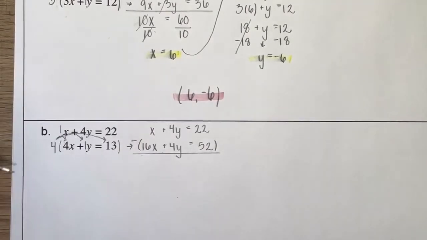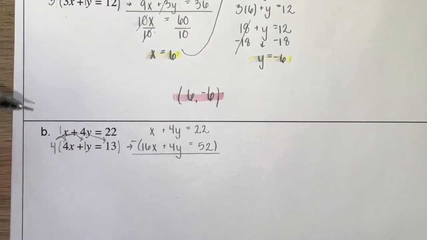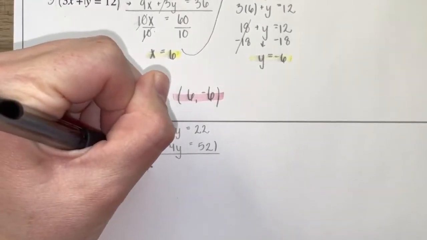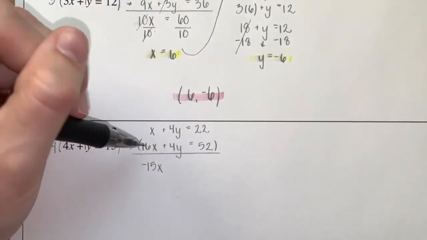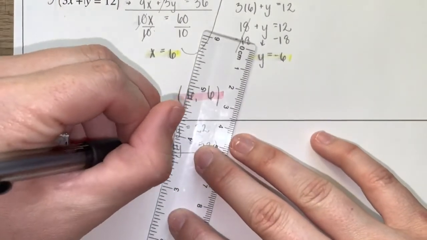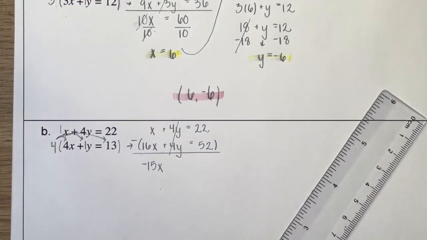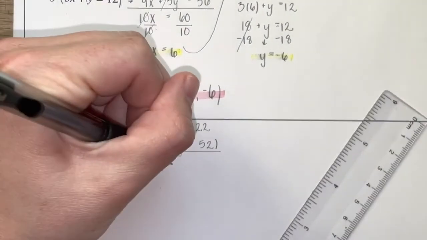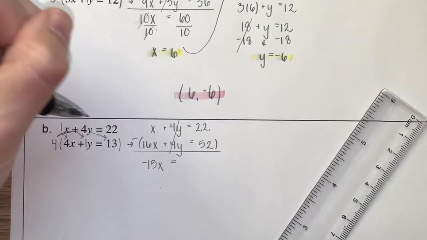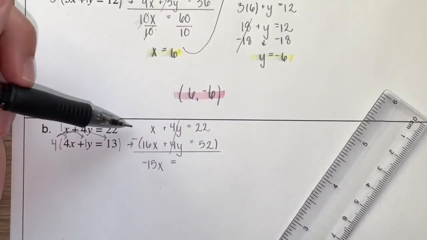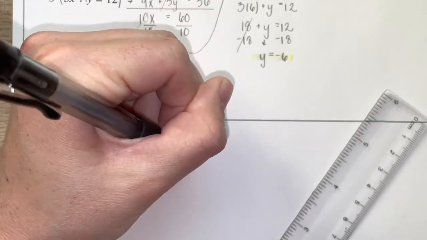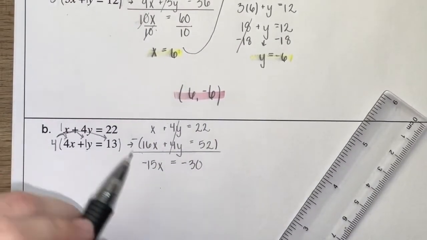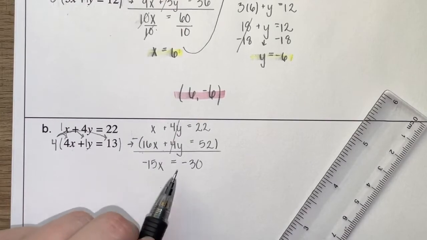So x minus 16x. That's like 1x minus 16x. So 1 minus 16 is negative 15x. And then 4y minus 4y, or 4y minus positive 4y, that's 0. It's just 4 minus 4, so it cancels out. And then equals, and we're still subtracting, so 22 minus 52, that's negative 30. Now I have negative 15x equals negative 30.